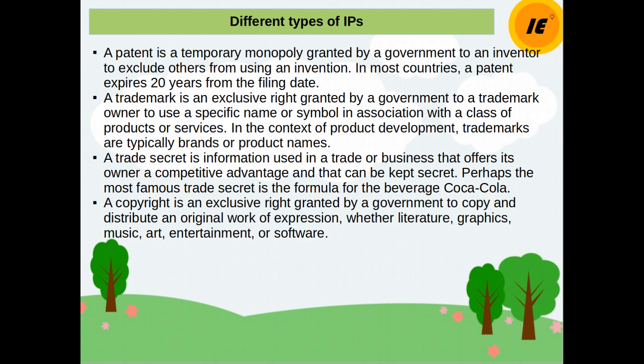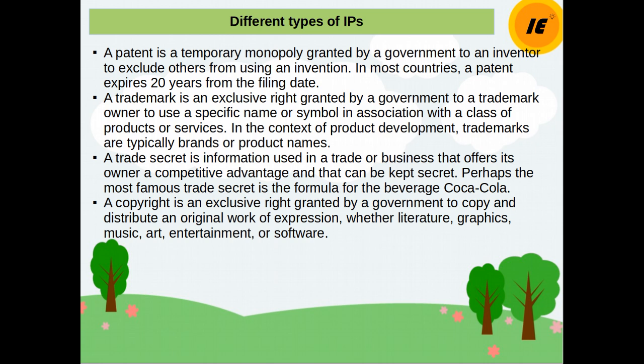Second category of IP can be trademark. A trademark is an exclusive right granted by a government to a trademark owner to use a specific name or symbol in association with a class of products or services. In the context of product development, trademarks are typically brands or product names.